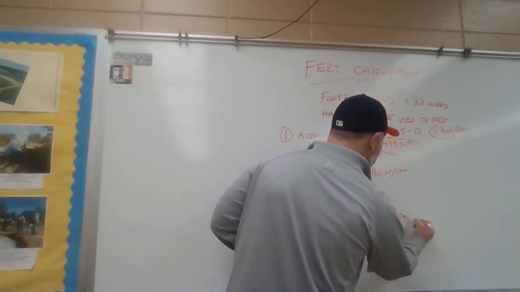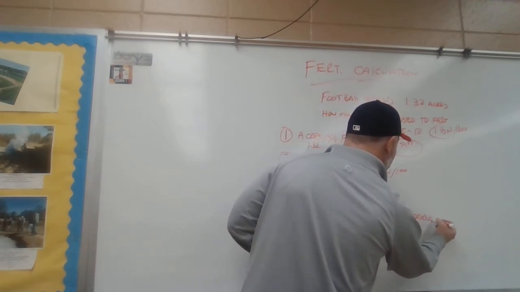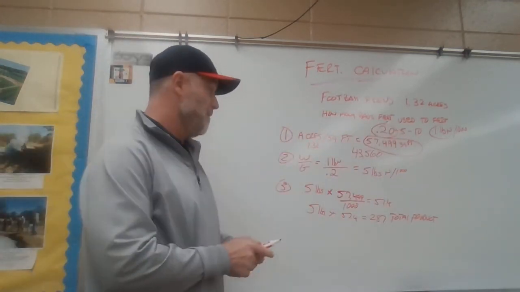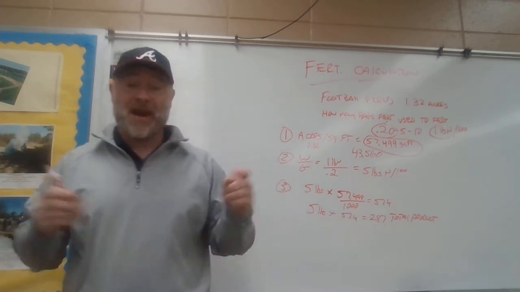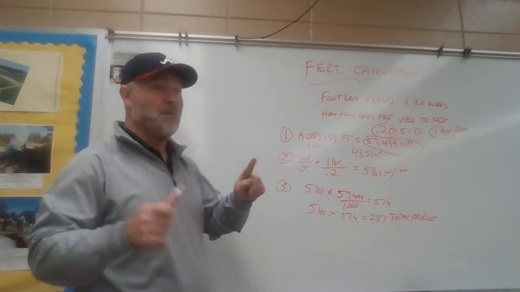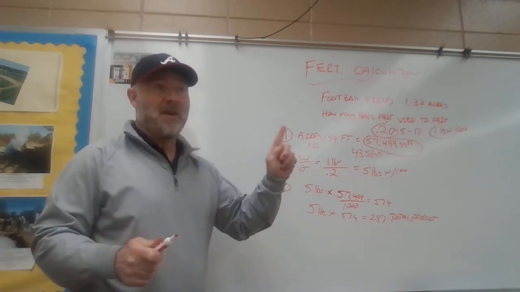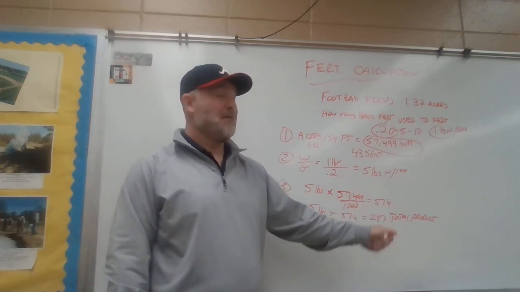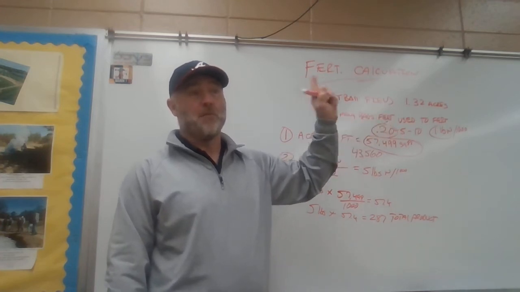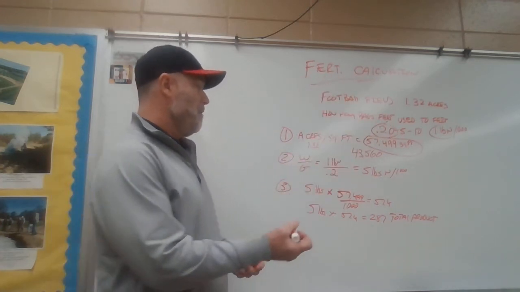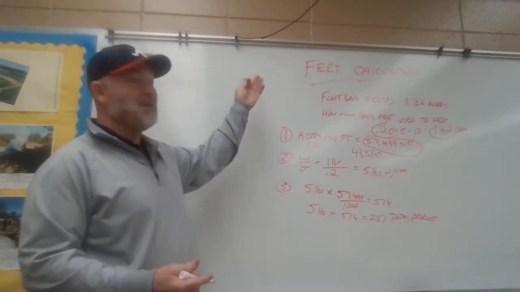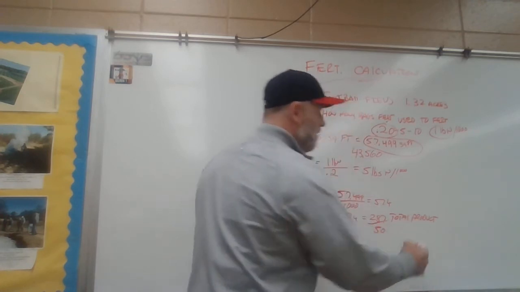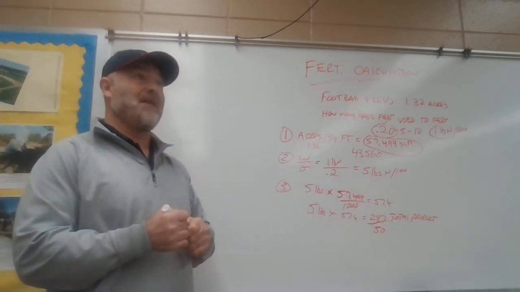Total product. But we want to know how many bags that is. This is how many pounds we're going to have to use to get what? 1 pound of nitrogen per 1,000. We're going to have to use 287 pounds on a 1.3 acre field to get 1 pound of nitrogen per 1,000. But for the bags, super simple. 50 pound bag. 287 divided by 50 gives us, I think, 5.7.